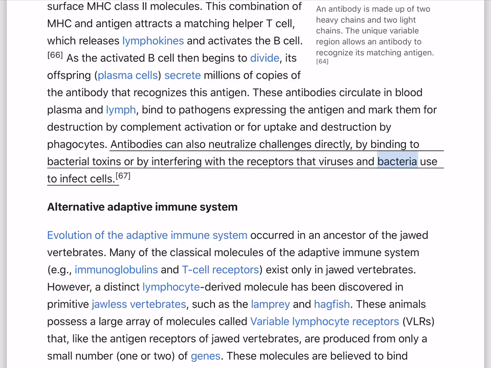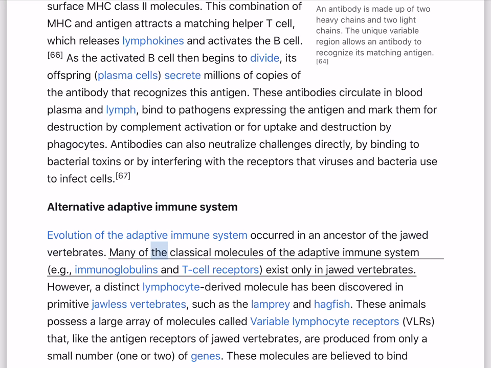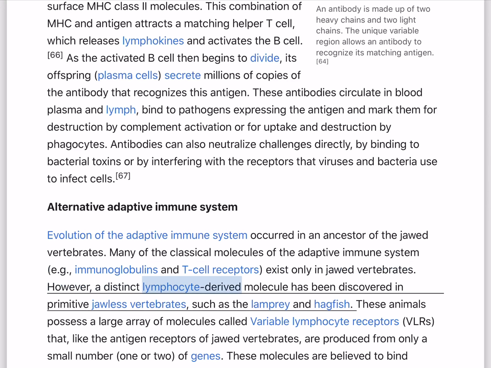Alternative adaptive immune system. Evolution of the adaptive immune system occurred in an ancestor of the jawed vertebrates. Many of the classical molecules of the adaptive immune system, for example, immunoglobulins and T cell receptors, exist only in jawed vertebrates. However, a distinct lymphocyte-derived molecule has been discovered in primitive jawless vertebrates, such as the lamprey and hagfish.